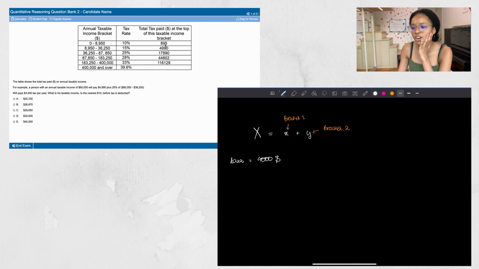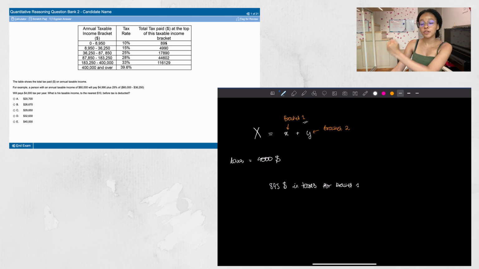And so since we know that the taxes he pays is equal to $4,000, and $4,000 is well above $895, we know for a fact that Will pays $895 in taxes for bracket 1. Okay? But $895 is also the top of the taxable income of the bracket, which means that X, the amount of money that Will makes every single year, so the small x, is actually equal to $8,950. So he already makes this amount of money.